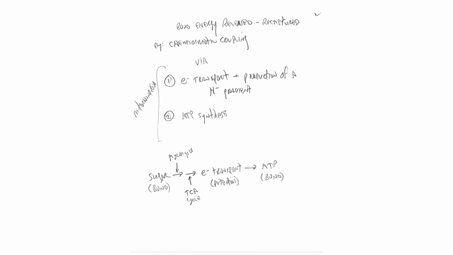That's the production of a proton gradient, which we'll describe. And then there is a protein complex called ATP synthase, which synthesizes ATP. And we're going to go through some of these things in a little bit more detail.